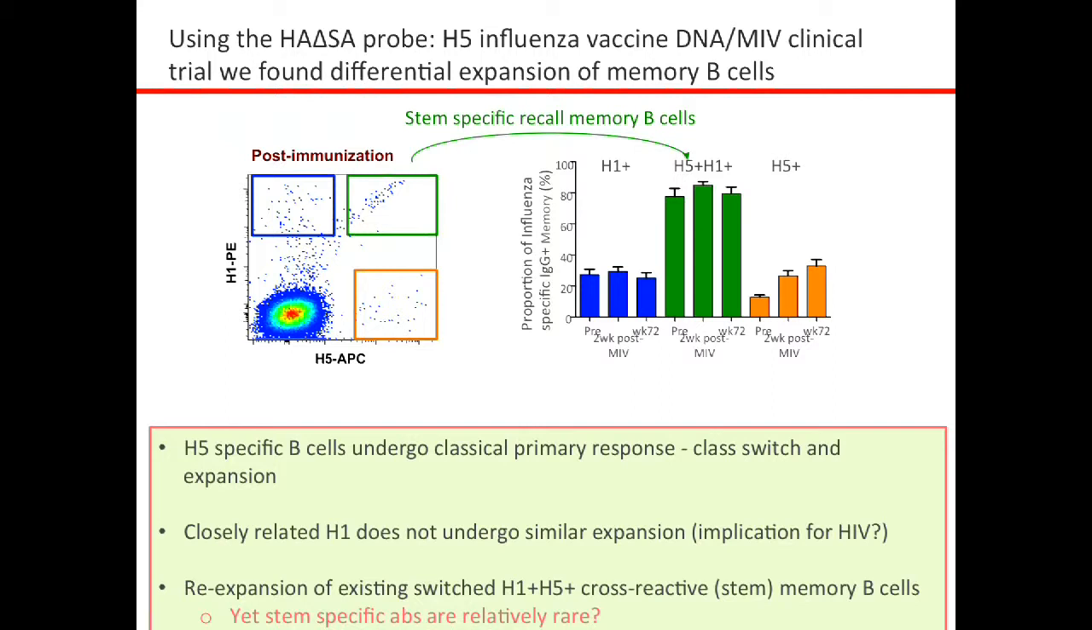So what's going on? H5 B cells undergo a classic primary response, class switch, and expansion. Closely related H1 does not undergo similar expansion, as we can see here. However, existing switched H1, H5 cross-reactive cells that are directed towards the stem are re-expanded slightly, and at the same time there is an increase in serum antibody towards the stem, which then drops off pretty quickly.